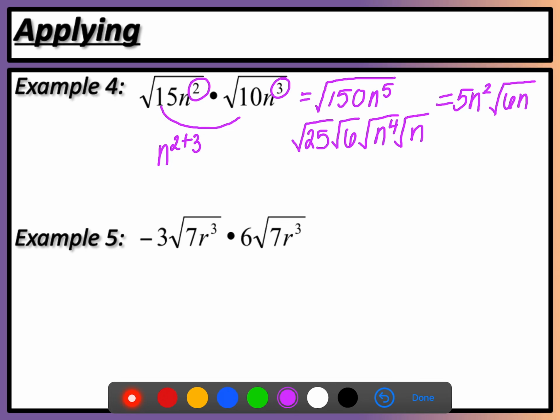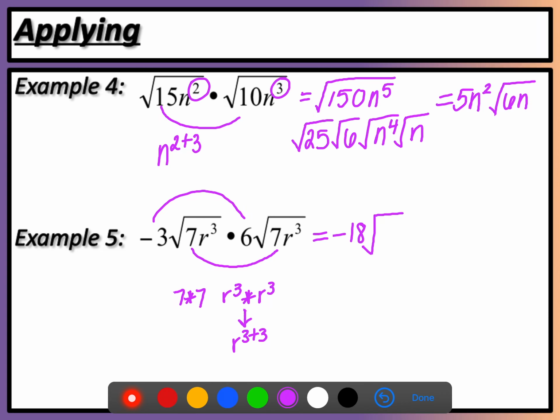Example 5 here. Actually, I think this is example 3 and our numbering is wrong. So we're going to multiply the two outside numbers together. Gives us negative 18. And then multiply what we have underneath, which is 7 times 7, r cubed times itself. We know that means add the exponents on that one. So inside the square root, 49 r to the 6th. Then we're going to simplify.